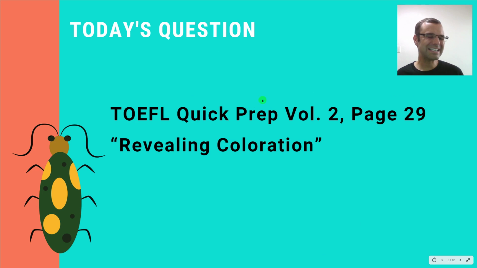So, as an illustration today, I'm going to use a question from the TOEFL Quick Prep Collection, specifically from Volume 2, page 29. It's the one about revealing coloration. Now, I will put a link down in the video description to the Quick Prep Collection. That's a document published by ETS. And so I do encourage you to check it out. It just has the reading and it has the lecture transcript. And if you can read along as I show you my answer, I think the video will be more useful to you.